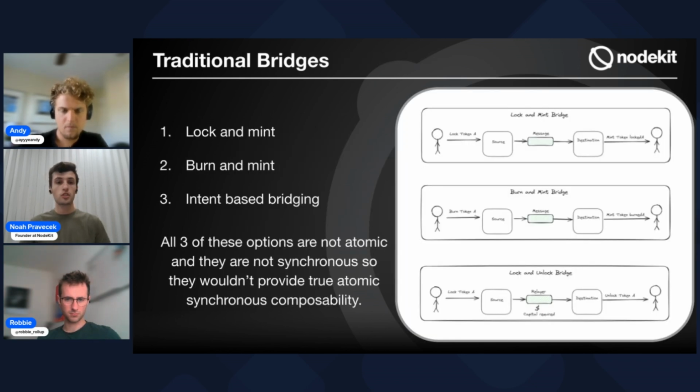A traditional bridge, like Wormhole, Layer 0, Hyperlane, or any number of these bridges, works using either lock and mint, burn and mint, or intent-based bridging. Lock and mint means you lock your token on one end, and then you get out essentially a minted version by that bridge on the other end. With burn and mint, you burn the token on one end and you mint it on the other. This can be helpful because then you don't have the liquidity locked in one big bridge, so you don't have the issues around that.